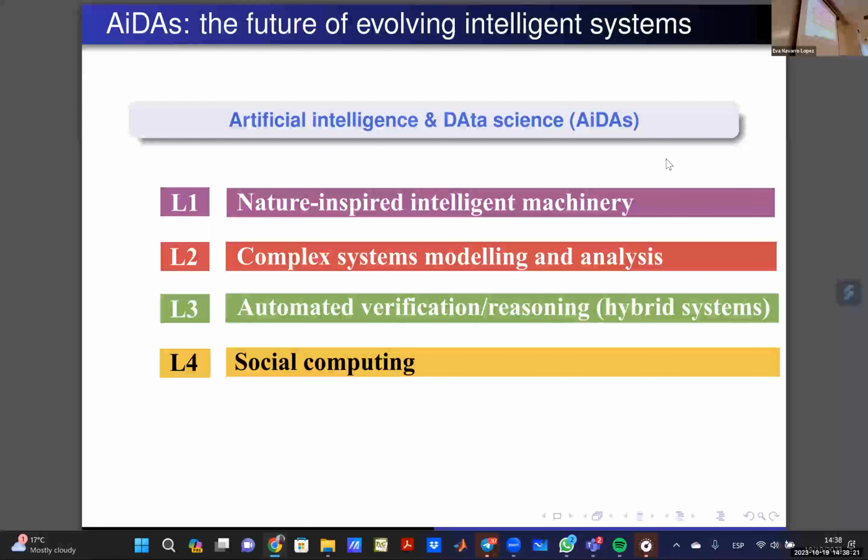So the first thread of thought is nature-inspired intelligent machinery. I don't know if you can detect this, for people who have read the work of Alan Turing. Intelligent machinery, I think, is the beginning of artificial intelligence, 1948. If you haven't read that paper, I would advise you to read it. Nature-inspired intelligent machinery is the formalization of intelligence in nature and in machines, but with a special focus on cognition and collective learning.